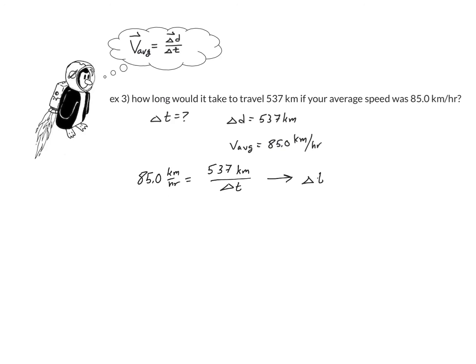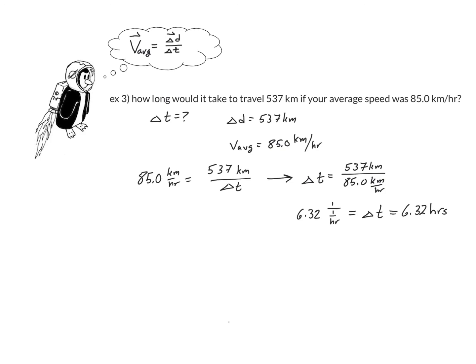We get delta t is equal to 537 kilometers divided by 85.0 kilometers over hours. If we go ahead and plug this into our calculator, we get 6.32. But the units are a little weird. The kilometers canceled out, but we're left with this compound fraction. So we have to do a bit of simplification, which gives us a delta t equal to 6.32 hours.